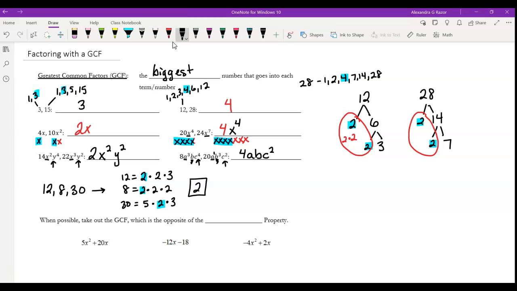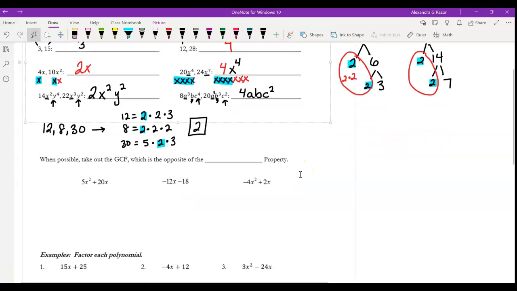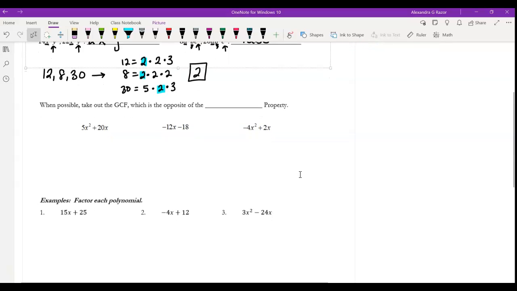Okay, so now that you got a refresher on how to find a GCF, let's look and see how to use it for factoring out. Essentially, factoring out is just doing the opposite of the distributive property. Remembering the distributive property, 2 times x minus 3, you're going to do 2 times x and 2 times 3. And so this time we're going backwards.